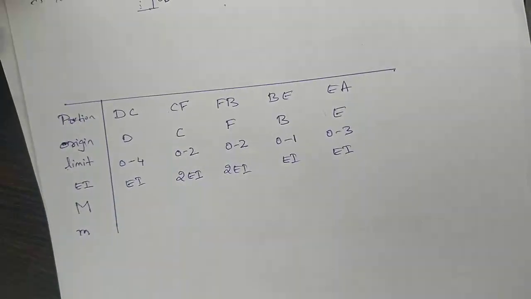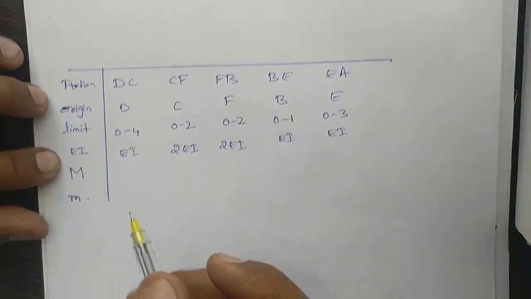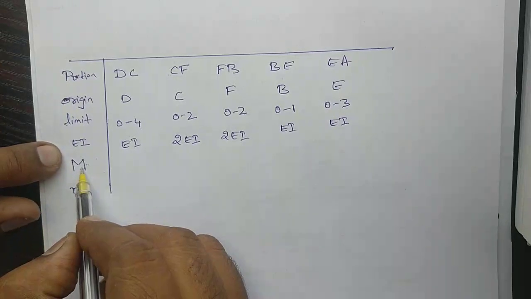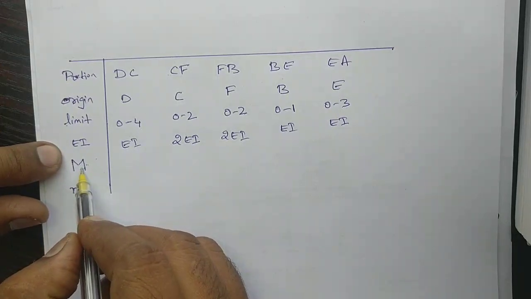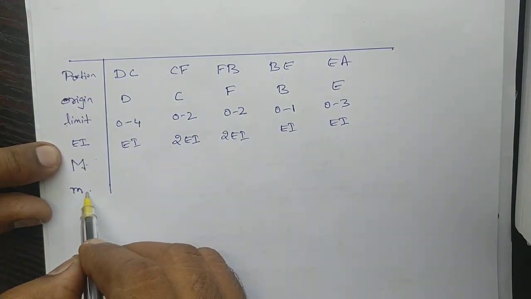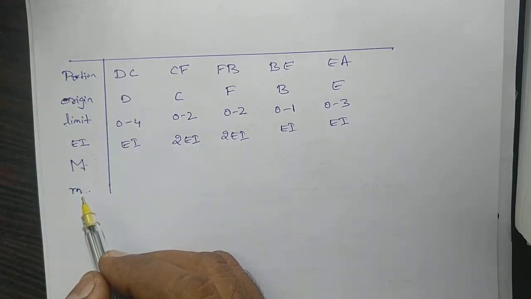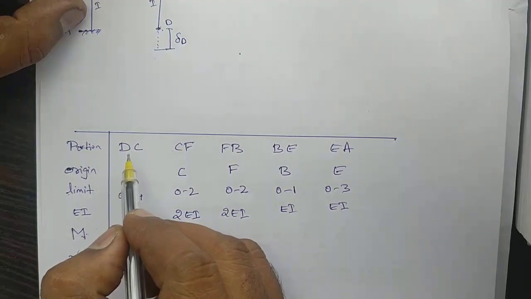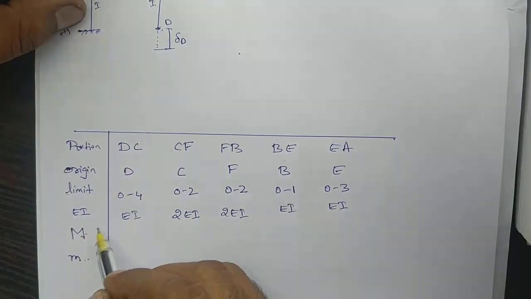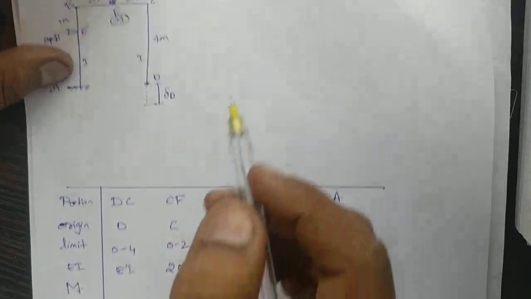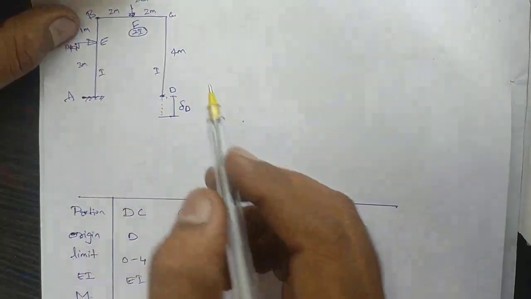Now what is capital M? Here capital M is the moment because of the external load, and small m is because of the unit load. For each and every limit we will have to find capital M and small m. So we will start from first DC.